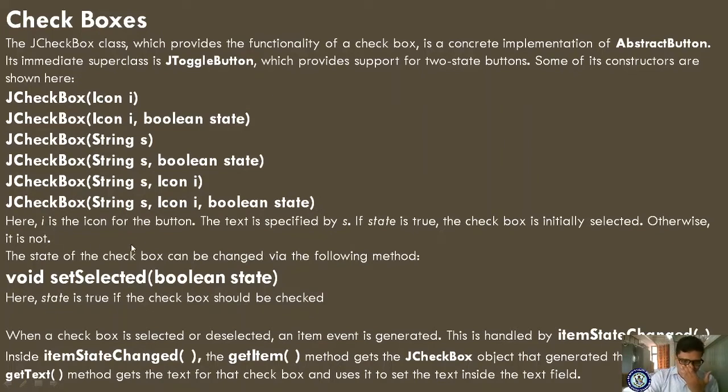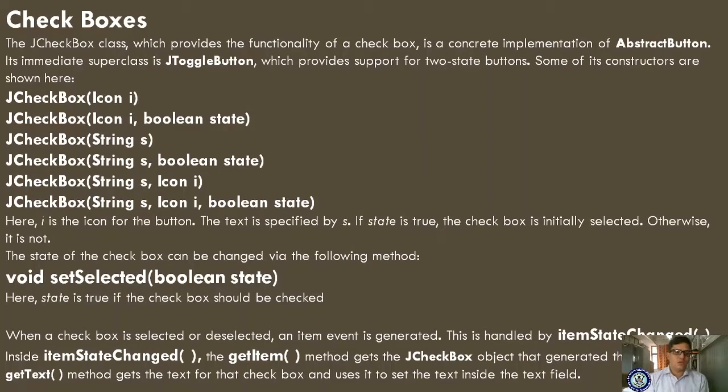Here i is the icon for the button. Text is specified by s. If state is true, then the checkbox is initially selected, otherwise it is not. The state of the checkbox can be changed through the following method. If you want to change the state of the checkbox, you can use void setSelected(boolean state). By using this setSelected, you can set the state of your checkbox.